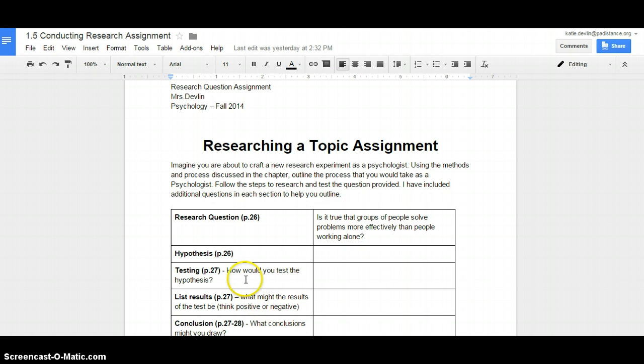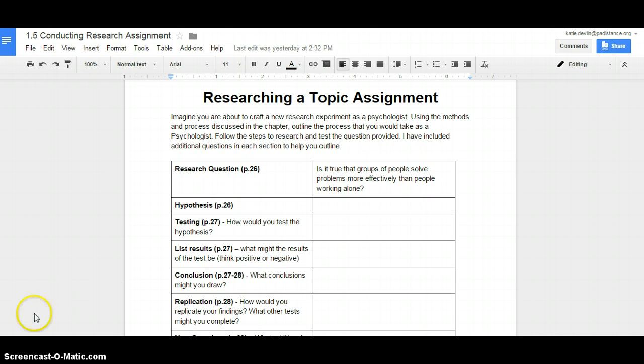The next step is testing, so you're going to tell me how you would test this hypothesis. So for this one, you can come up with an idea for a possible experiment. And that's on page 27. Next, you're going to list the results and tell me what the results of the test might be. Think positive, negative. How would things go? Conclusion. What conclusions might you draw?